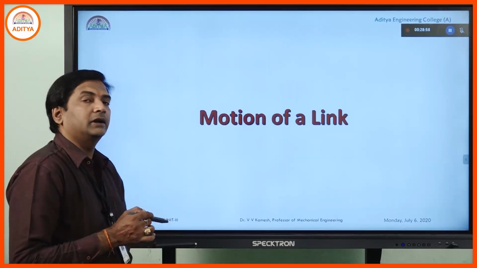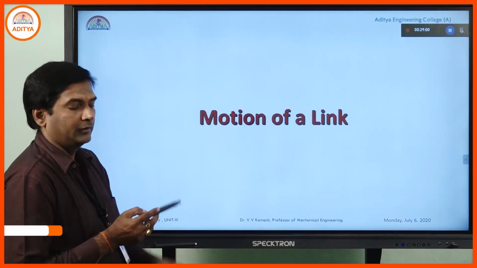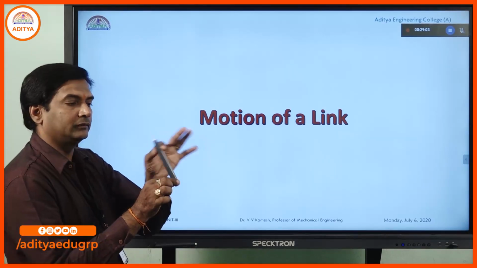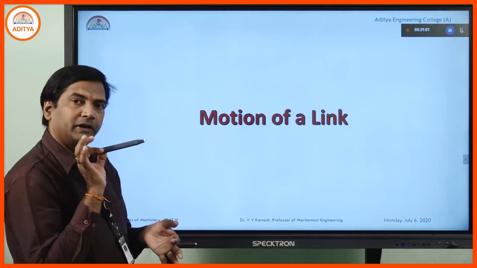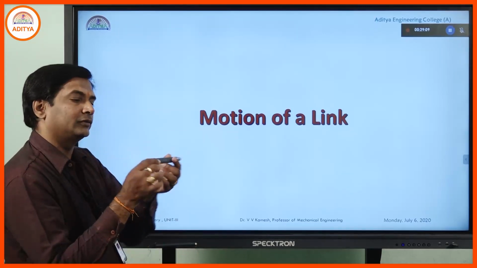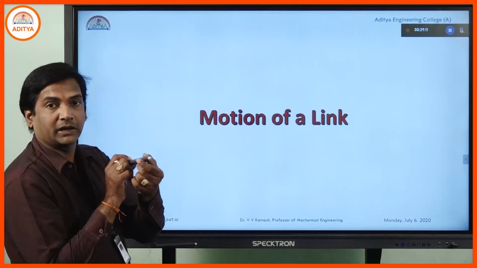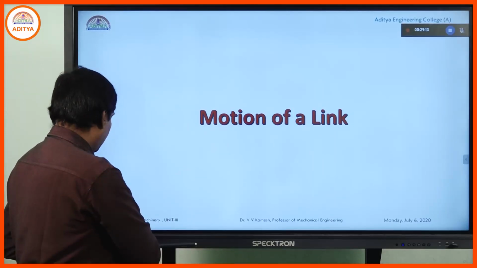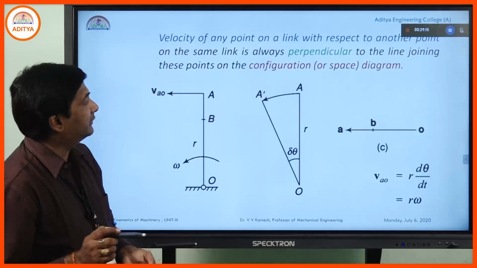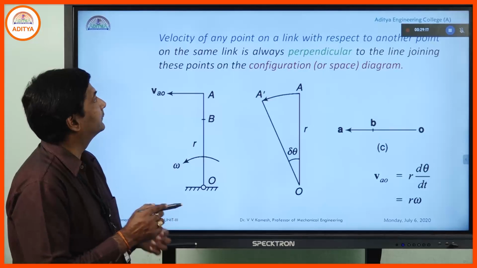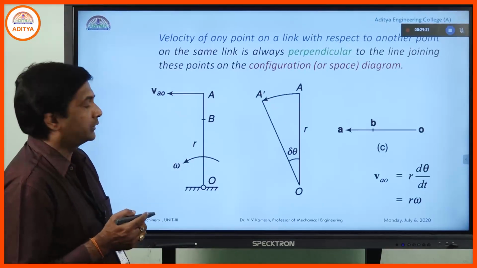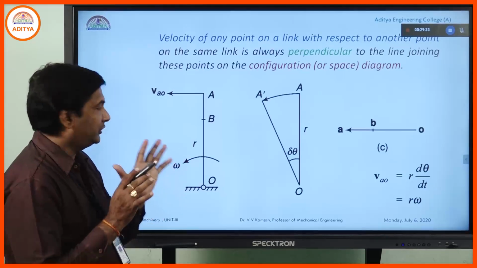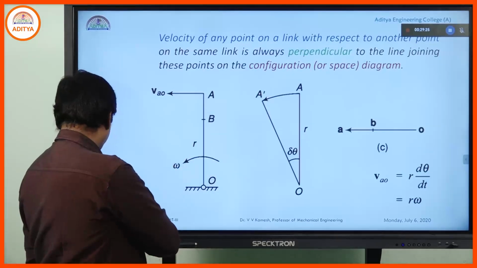Now we would like to find the motion of a link, because there are some links moving like this, some links moving in this direction, and some links moving in a horizontally rotating direction. Based on the degree of freedom, the link will have different motions. So, velocity at any point with respect to any other point. Basically, we have two different motions.